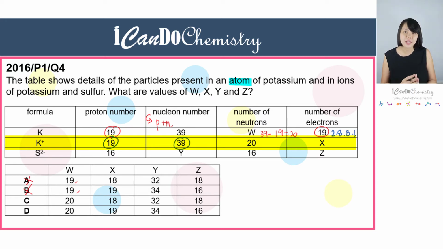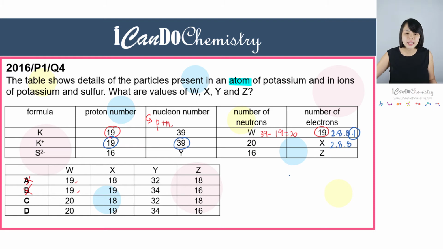If this atom has 1 electron in the outermost shell, what potassium will do is lose this outermost electron and then form an ion. And the electronic configuration of the potassium ion will be 2.8.8.